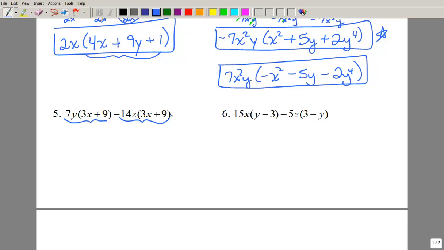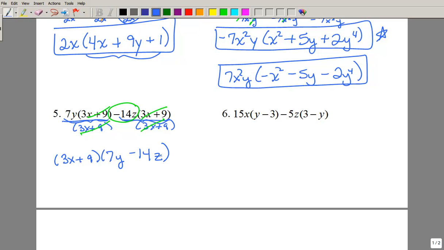For example, you should notice that 3x plus 9 and 3x plus 9, they have that in common. So let's see, what if I said, let's take out that 3x plus 9. Let's divide each term by 3x plus 9 and see what happens. Well, again, 3x plus 9 divided by 3x plus 9 is 1, and so that would leave me 7y. Here, same thing, and I would be left with minus 14z.